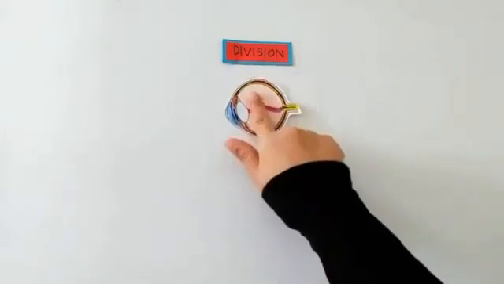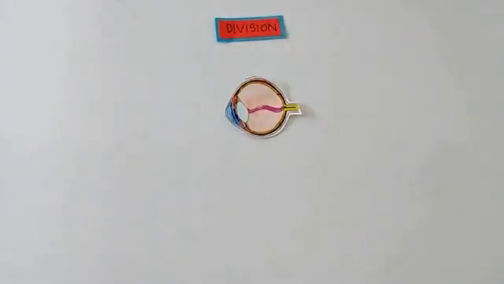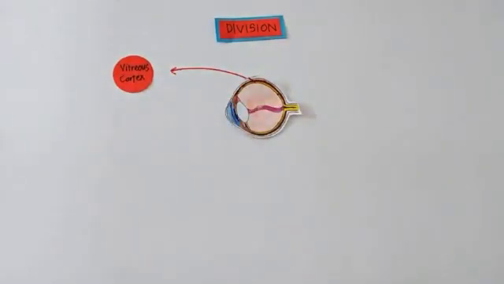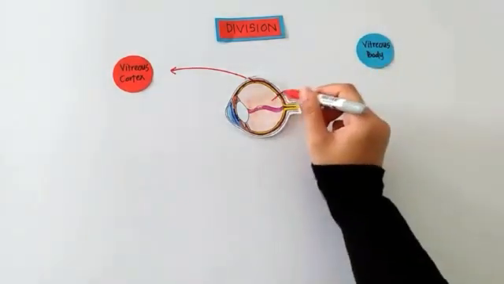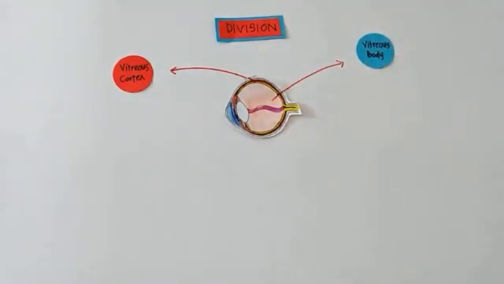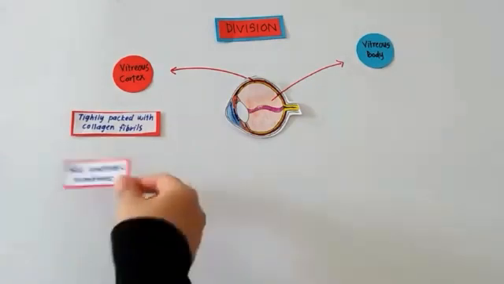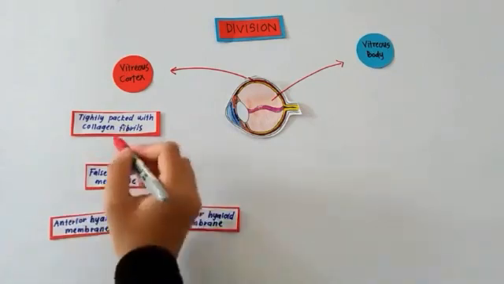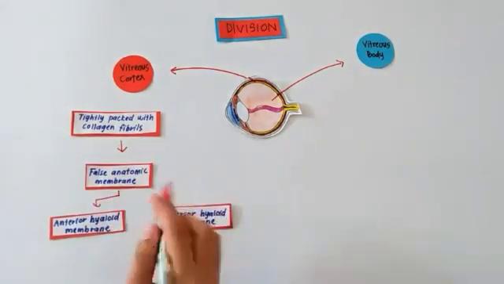Now, the division of vitreous humor. Basically, the vitreous humor is divided into two parts, which are the vitreous cortex and the vitreous body. The vitreous cortex lies adjacent to the retina and ciliary body. Most important thing is it is tightly packed with collagen fibers, where the density of collagen fibers is greater in this peripheral part. So, the condensation of these fibers forms a vast anatomic membrane, which is divided into the anterior hyaloid membrane and the posterior hyaloid membrane.